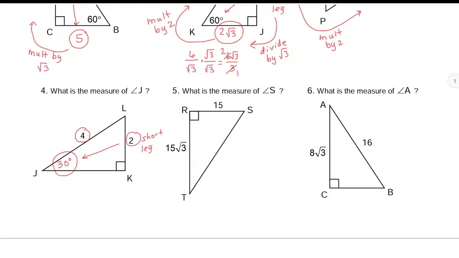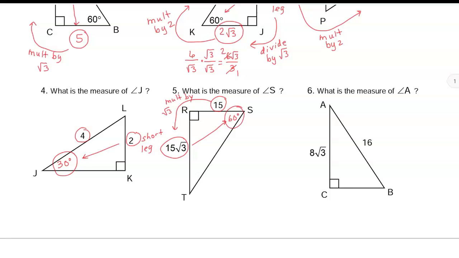Number 5, we get both legs in this case. So you can tell the side with 15 is going to be the short leg. Multiply by root 3 to get the longer leg. Now the longer leg is always across from the 60-degree angle. So angle S is 60 degrees.